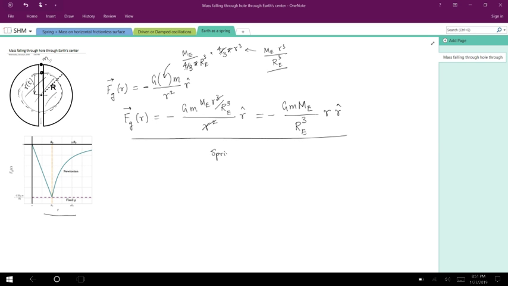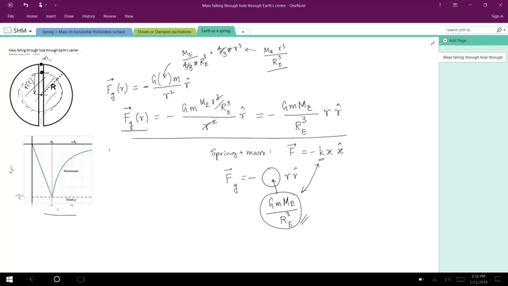So for the spring plus mass, that SHM, the force F looked like negative kx times x hat, right? Where k was a constant, the spring constant. Compare this with our force of gravity over here. That force looks like F_g equal to negative some constant times r hat. And this constant here is G m M_e over R_e cubed, right? So this is kind of comparable to our spring constant in the spring mass system.